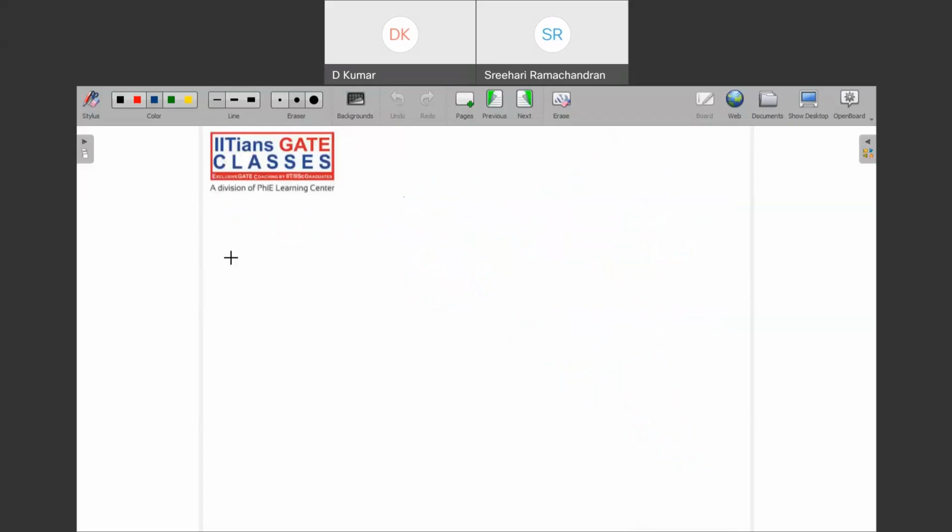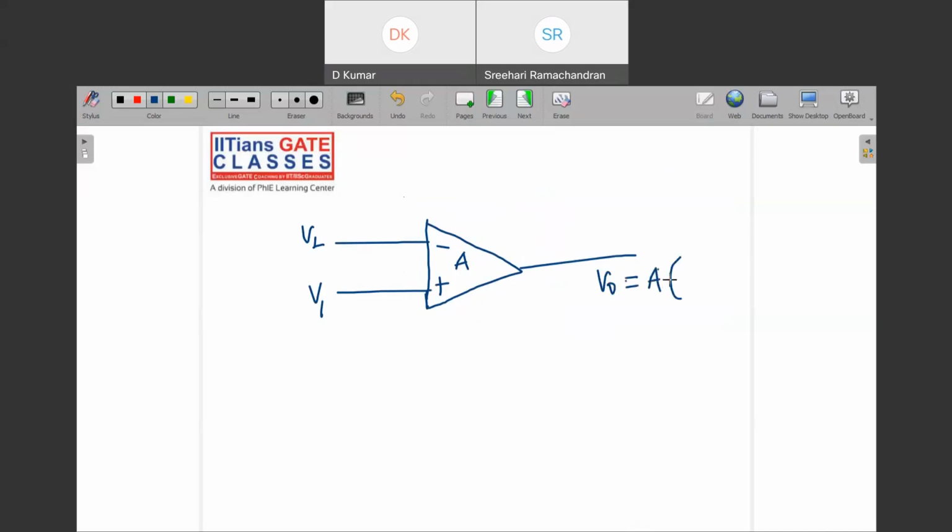And I also told that the symbol of the op-amp looks like this. There will be a negative terminal and a positive terminal. Op-amp always takes the difference between two inputs, right? Suppose this is V1 and this is V2, and it has the open loop gain A. So output is going to be what? A times the difference between the inputs, that is A(V1 minus V2), right?